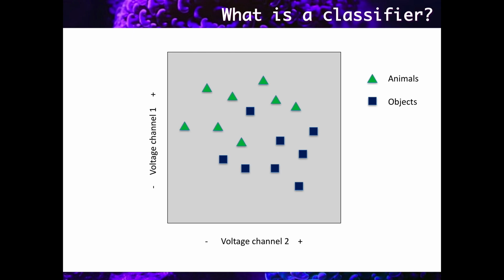Then at the end of the experiment, you will have a lot of trials. We can call this dataset our training dataset. A classifier will do something very simple with this dataset. It will try to find a rule to classify the data based on the features we are using, in this case, the voltage in two different channels. What a linear classifier will do is try to find a line, or the best line, that distinguishes between classes. So now in the upper part, we have animals, and below, objects.